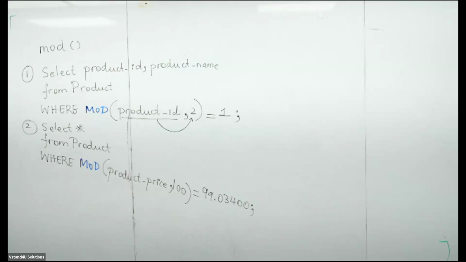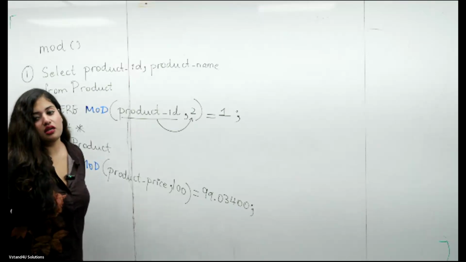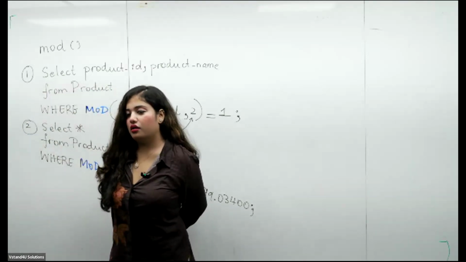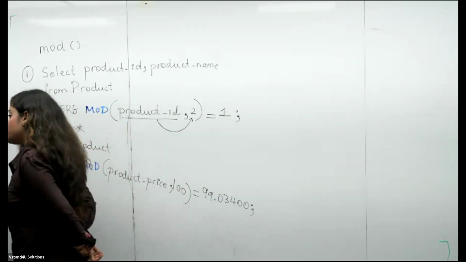Take down the next query. Write a query to display the remainder when 140 is divided by 5. What will you get the remainder as? 0. Sure? Yes.